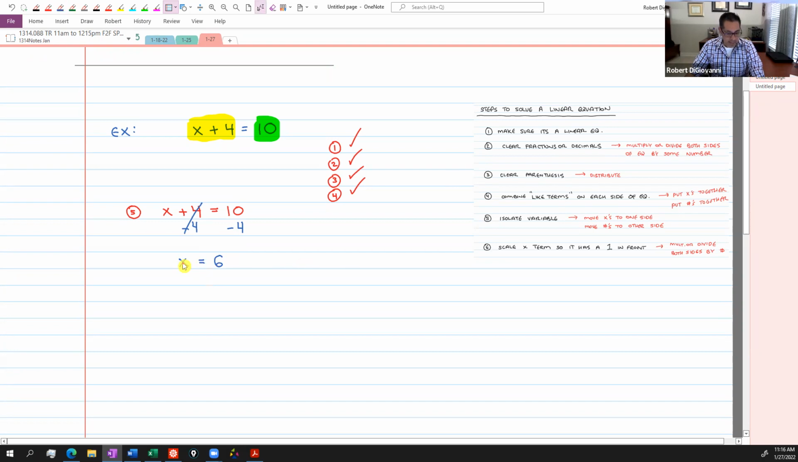The last step, step 6, is to scale the x term so that it has a 1 in front. So right here in front of the x, there's a number. And if there's no number written, everyone here needs to know that it is a 1, right? That's 1x. So step 6 says make sure there's a 1 in front of the x, which there is. So there's nothing for me to do here as well. So we're basically done. We get 6.